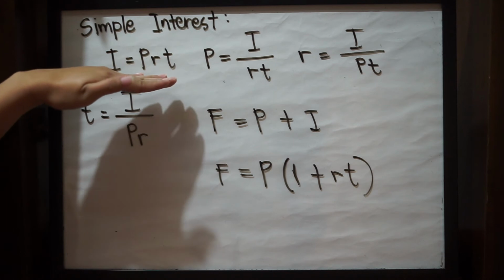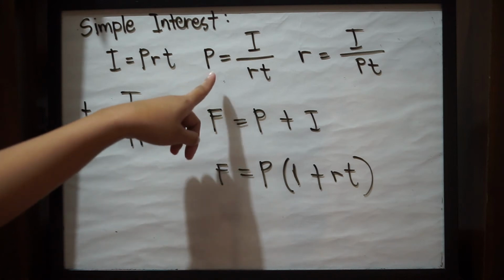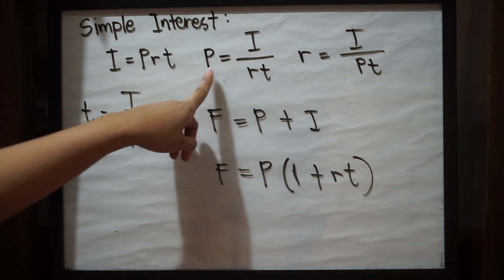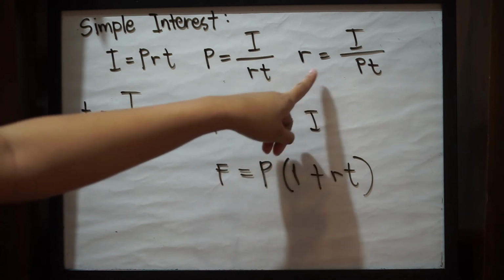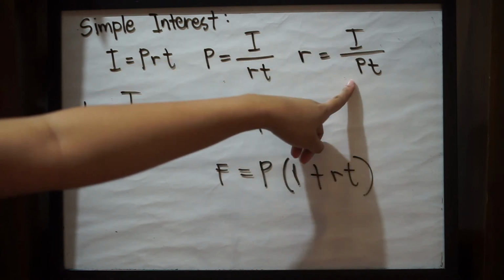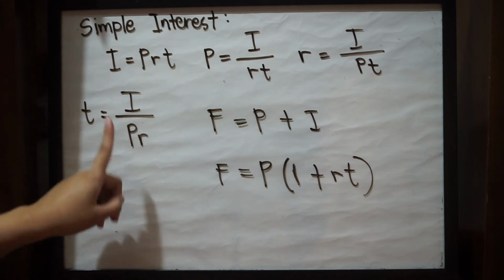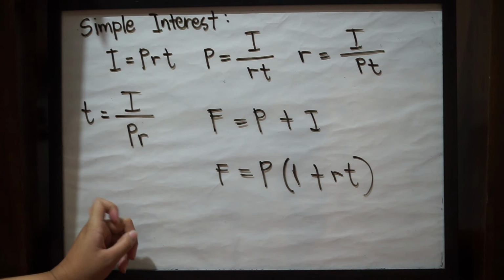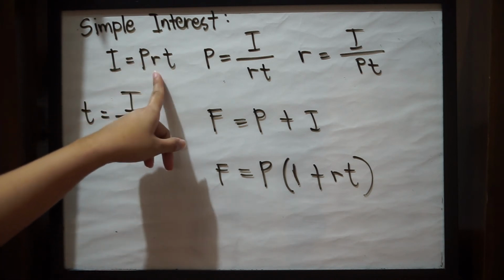Then, ito yung initial na formula. Tapos gumawa na lang ako ng mga formulas para hindi na kayo mag-derive, wherein pagka ang hinahanap natin ay principal amount, ito yung formula: interest all over rate times time. Pagka rate ang hinahanap, interest all over principal amount times time, and then pagka time, interest all over P times R. Uulitin ko, I is for the interest, P is the principal amount, R is rate, and then T is time.